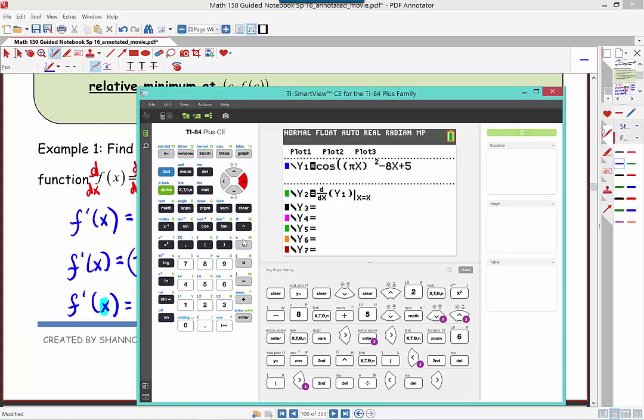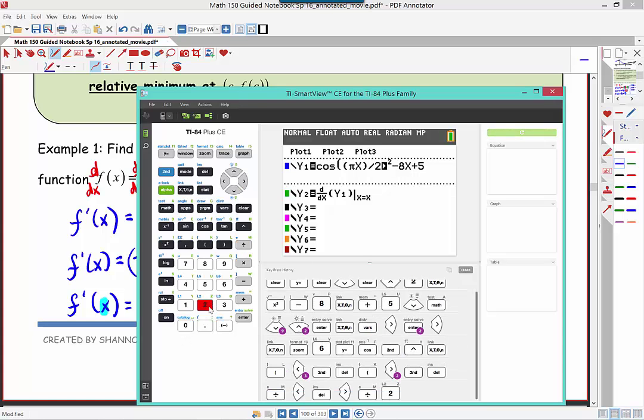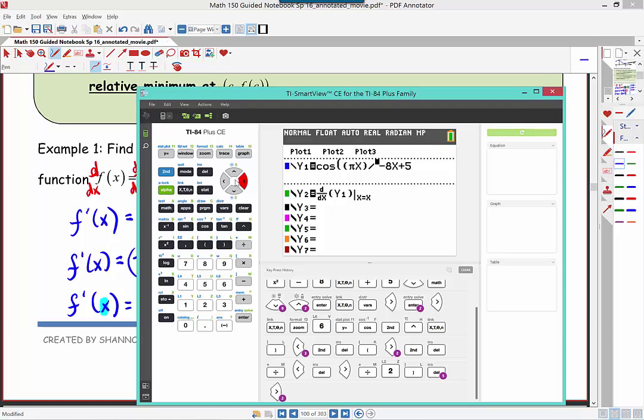Pi x and then divide it by 2. And we can end our parentheses and delete the rest. There we go. All right, so we have cosine at pi x divided by 2. And we've got our derivative function set up.